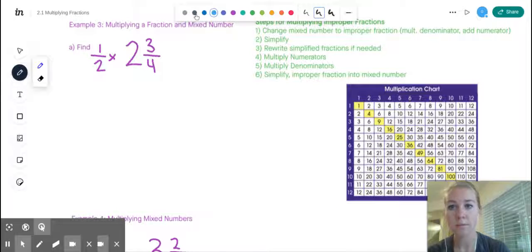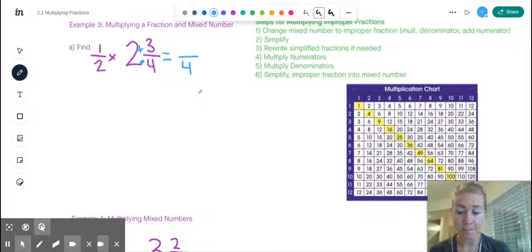So we're going to multiply the denominator. So I'm going to put a little multiplication dot right there. Remember that dot means multiplication. And add the numerator. Okay. So also our denominator, the bottom number, stays the same. So before I do anything, I'm just going to get that down before I forget.